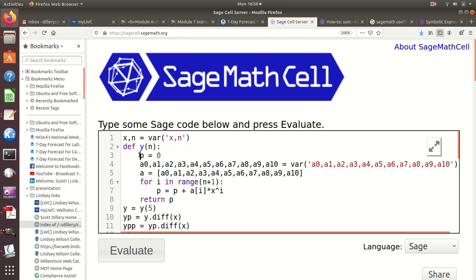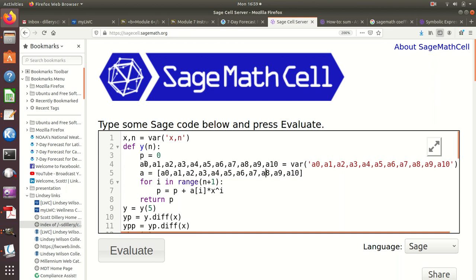So here's the definition, and I just start with my polynomial that I'm going to make. I make it 0. Now here are all my coefficients that I could have. I could go from A0 all the way to A10, and I could add more. I could have A11, 12, 13, and so forth, but I do this much. If I do add more, I have to add them here, to the end of this, so those are both the same thing, and then I have to add them here.